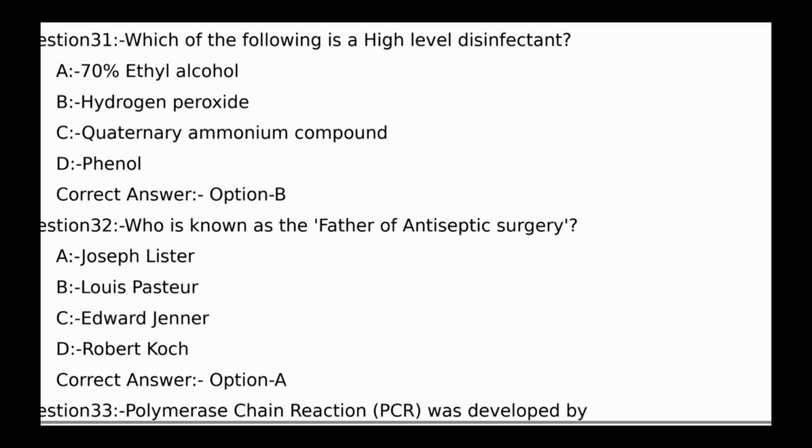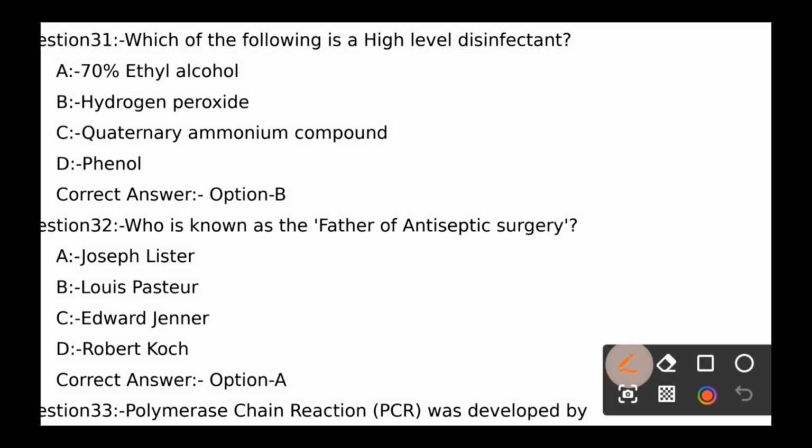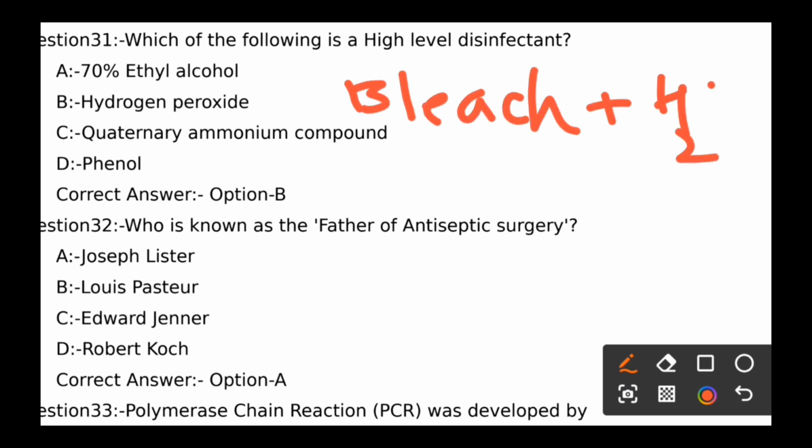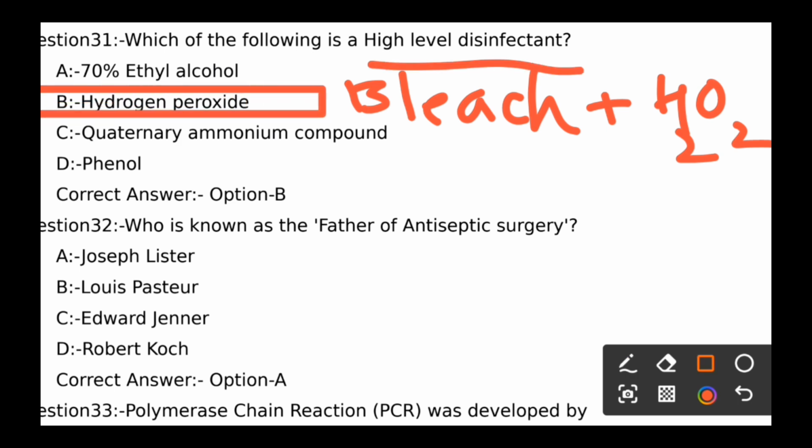Next question. Which of the following is a high level disinfectant? Option A 70% ethyl alcohol, option B hydrogen peroxide, option C quaternary ammonium compound, option D phenol. The high level disinfectant is hydrogen peroxide. So the right answer is option B hydrogen peroxide.